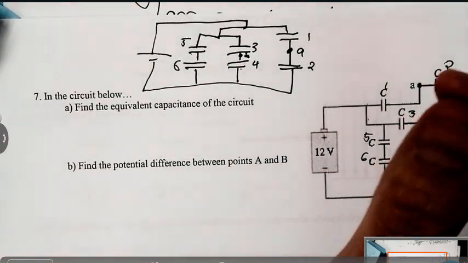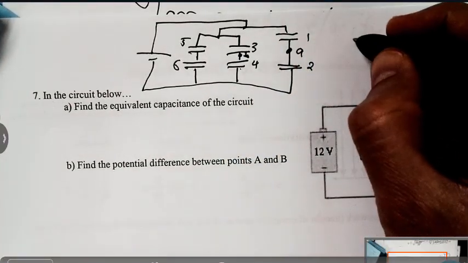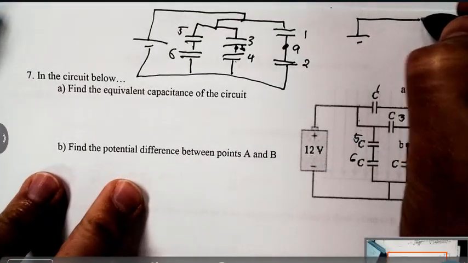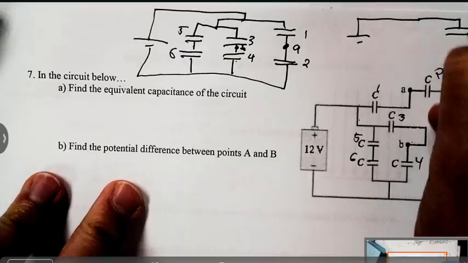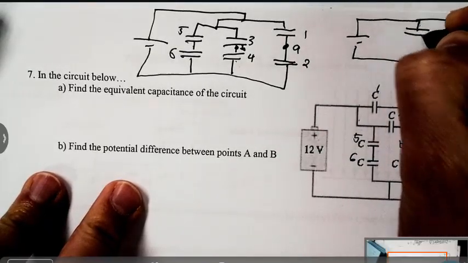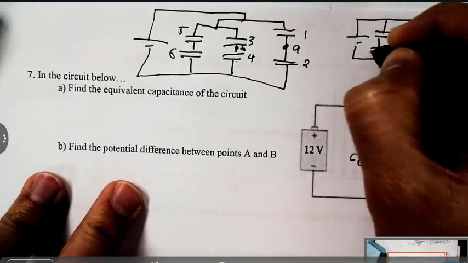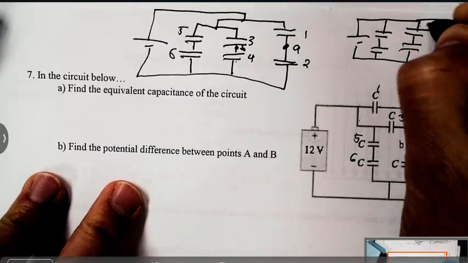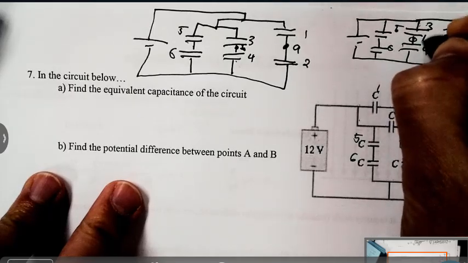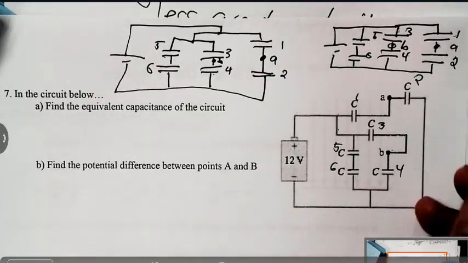So this, to me, looks like a parallel circuit. I can even redraw it a little bit better than this. A parallel circuit with 3 different branches, and each branch has 2 capacitors. So, boom. 1, 2, 3, 4, 5, and 6. And this is point A, and this is point B. Once I redraw it like this, I think it's easier to find the equivalent capacitance.